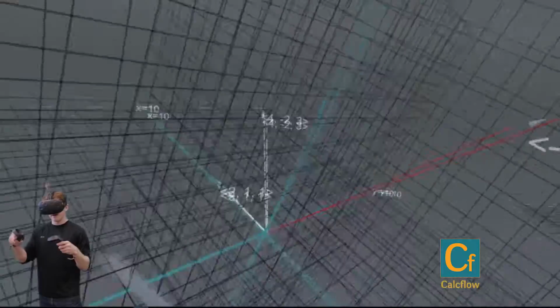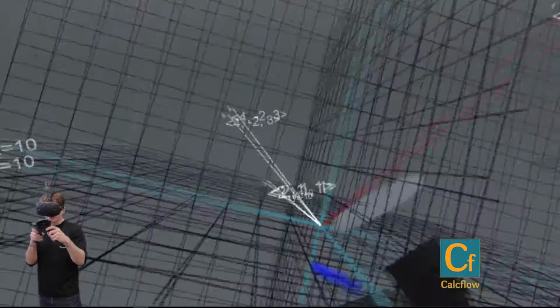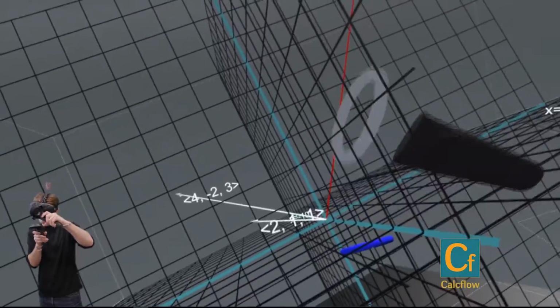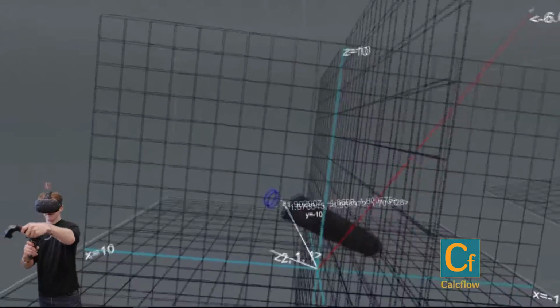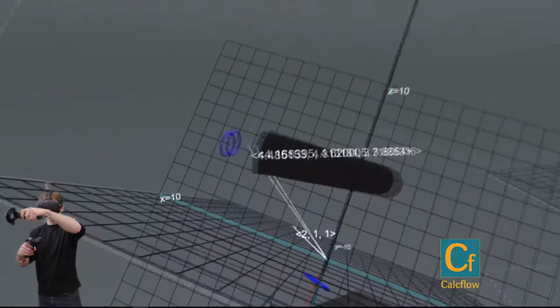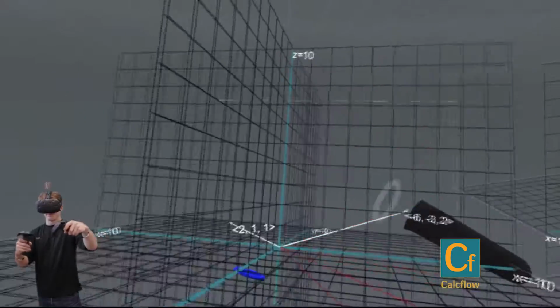So if we look at these vectors, the cross product is going to be normal, that is, at a 90 degree angle to both of these vectors. And that's going to be true no matter where we place these vectors. It's always going to be normal to both the vectors.